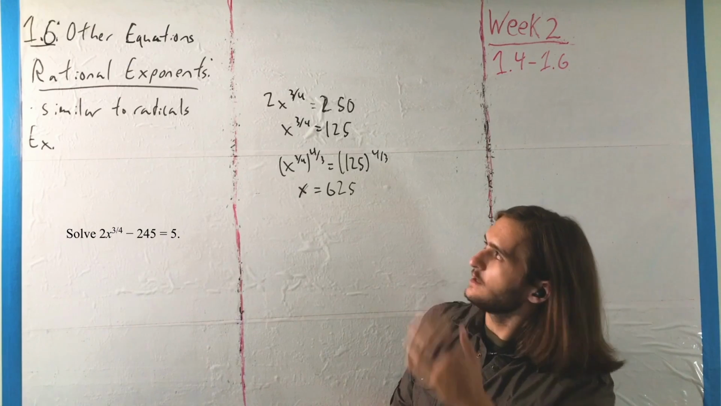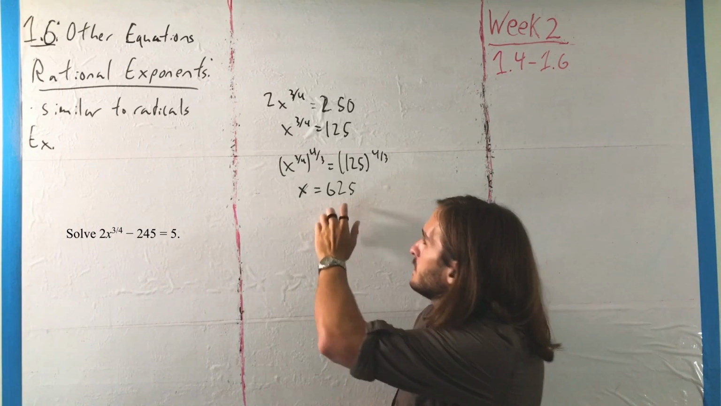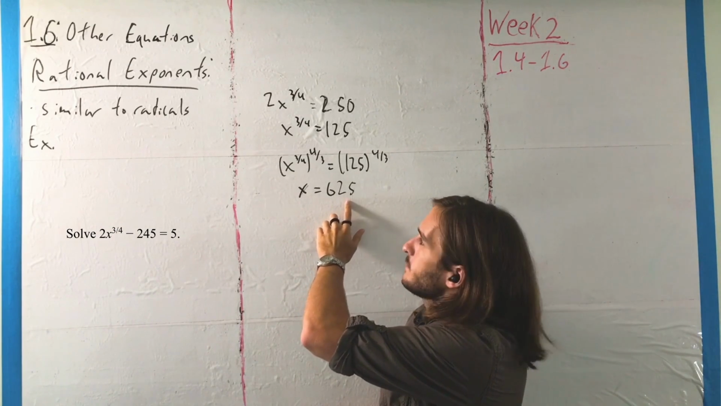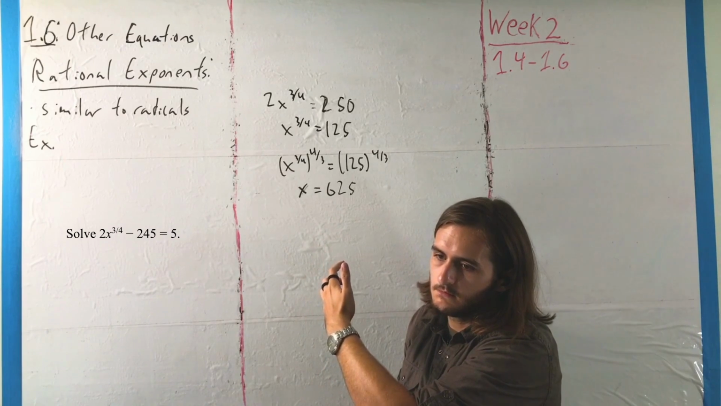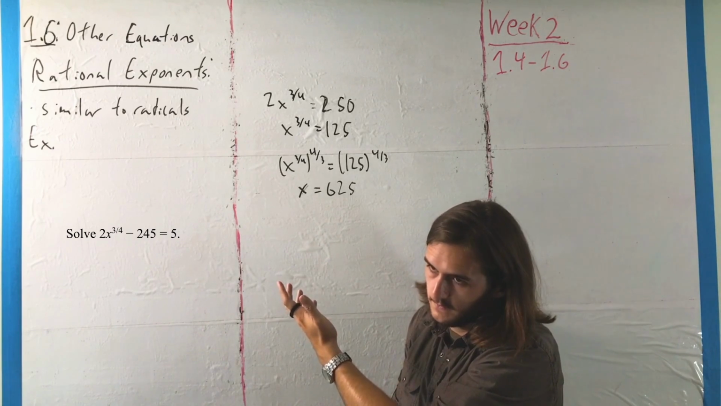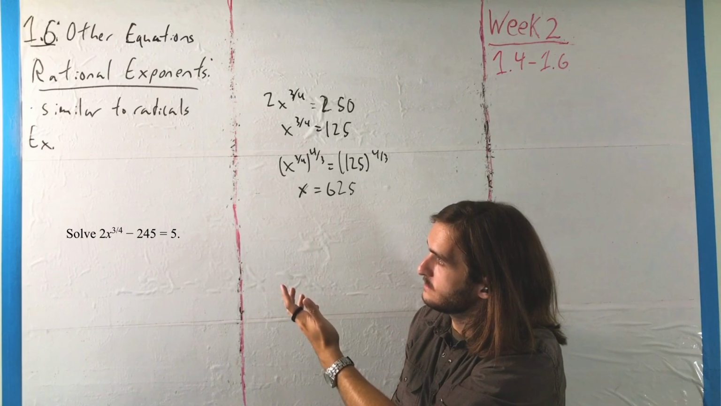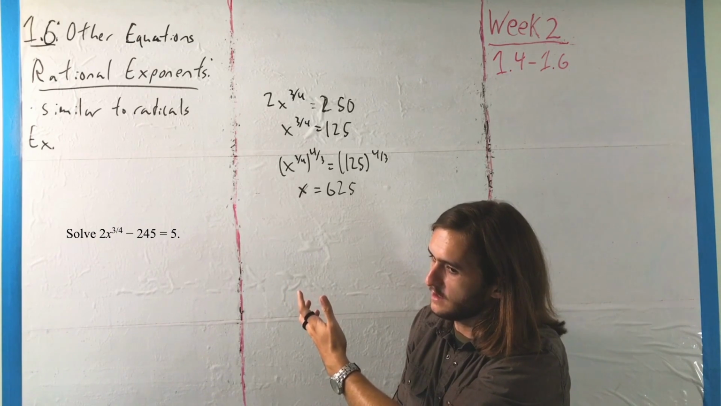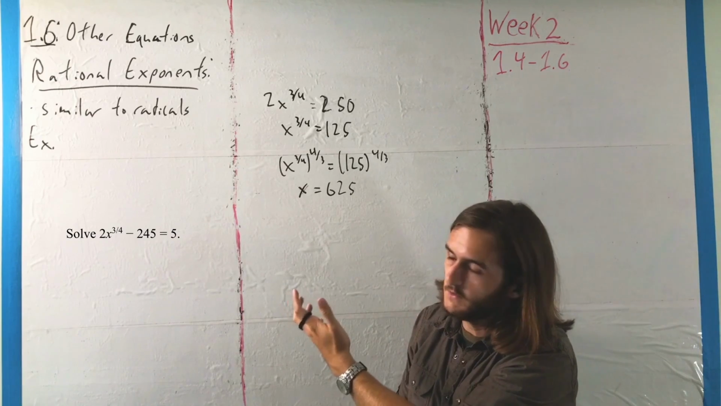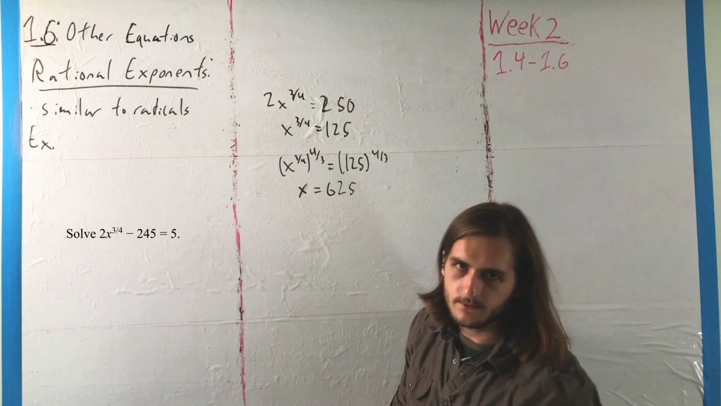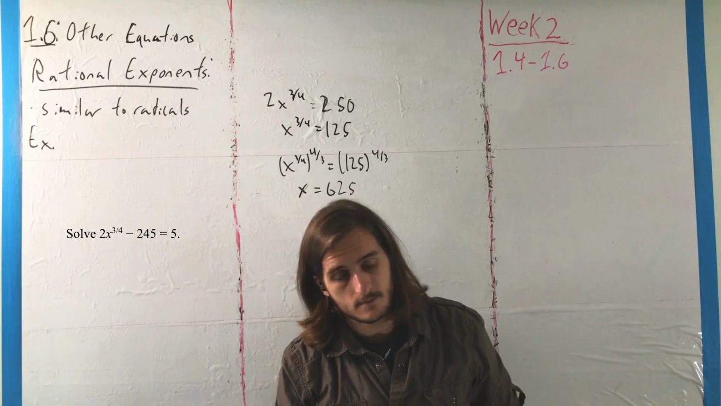And again, I'll leave that to you guys to check, but to be sure, the 4th root of 625, as we just saw, is 5. Cube that, you get 125. Multiply that by 2, you get 250. Subtract 245, you get 5. So we're on the right track.